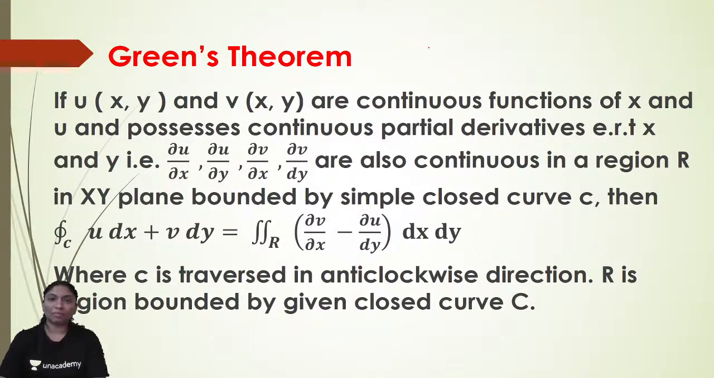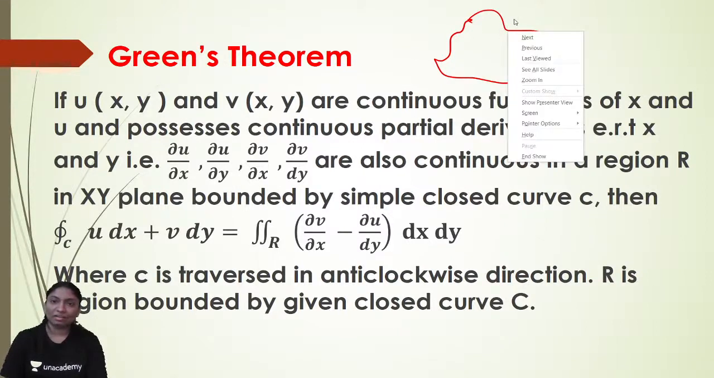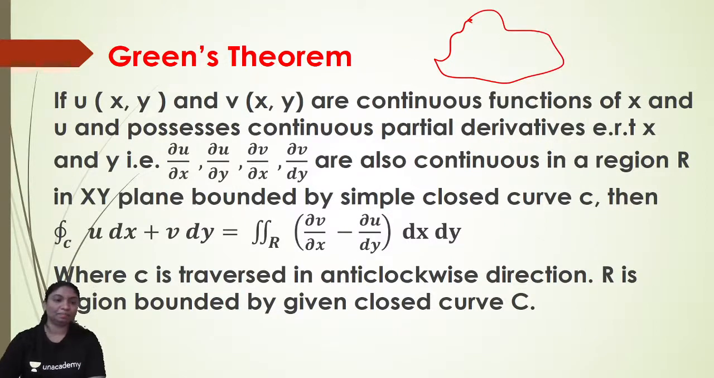Suppose this is your closed curve C. Now suppose this is your any closed curve C, you can take any curve. So this is your closed curve C, it must be closed. Now what we have to find out, this line integral, the line you see here, I will show you the line here. See this line, or this is the region.